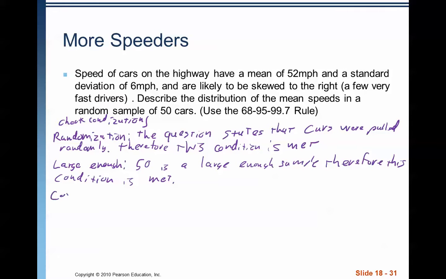Because both of them are done, we say conditions have been met to create a sampling distribution. So the conditions are good. It is okay to use a sampling distribution for this particular set of data. Let's go ahead and calculate what that one's going to be.